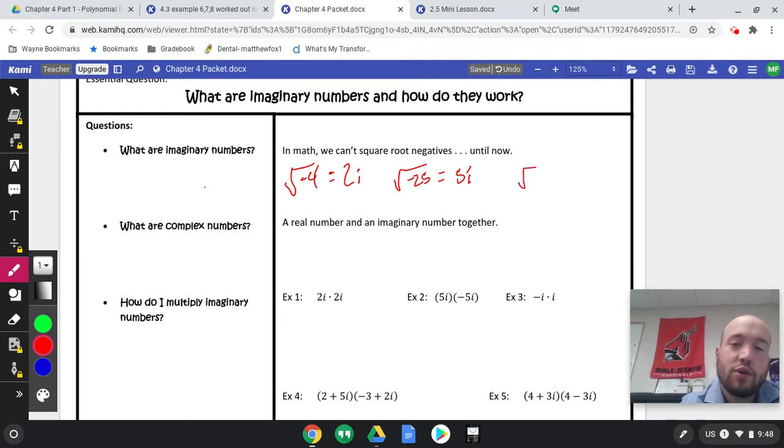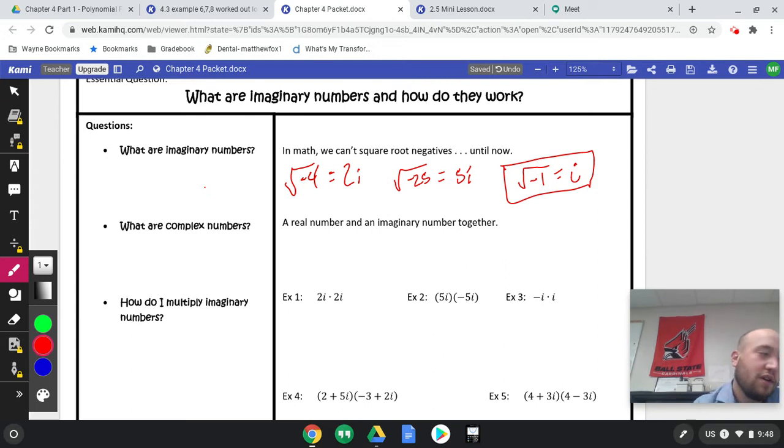Finally, this one is pretty important. The square root of negative 1 gives us i. And that one we are going to allude to at a couple other times here.